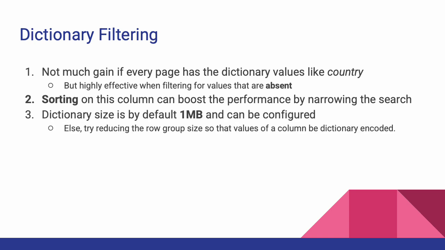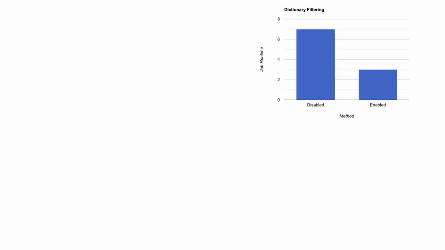Now, one more thing is, if you see that all the unique values cannot fit into 1 megabyte of the dictionary page size, you can either increase the size of the dictionary page, as we talked in the beginning about the configuration, or you can reduce the size of the row group, hoping that with reduced row group size, the number of unique values will also reduce and fit into 1 megabyte of dictionary page. Or you can do both. You can increase the dictionary size and reduce the row group size as well. So what we found was that without dictionary filtering, the job runtime was 7 seconds, which dropped to 3 seconds.